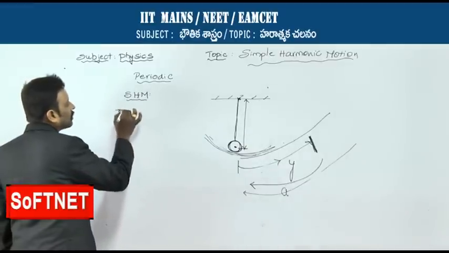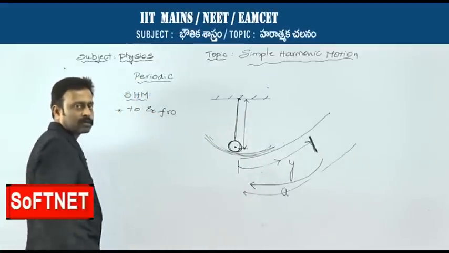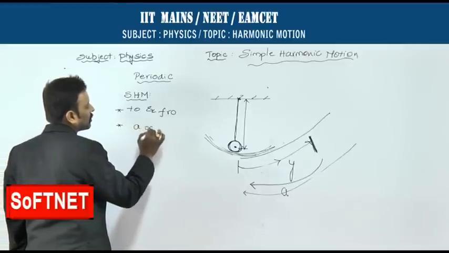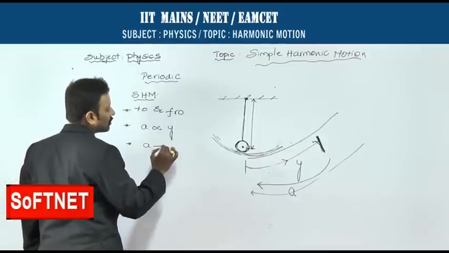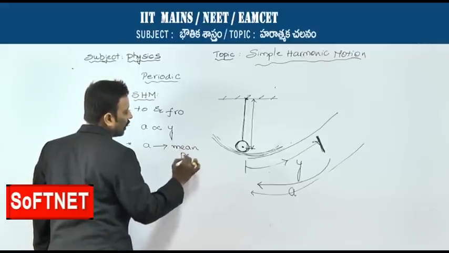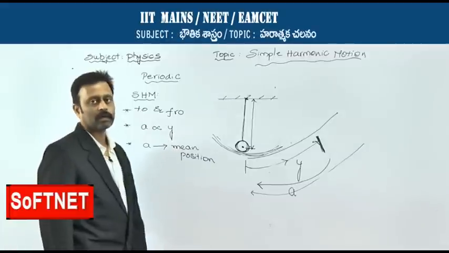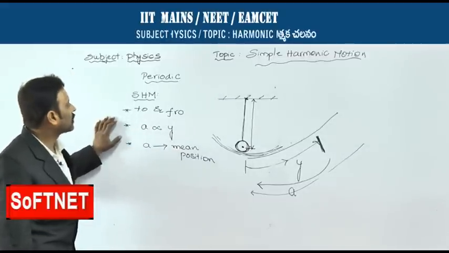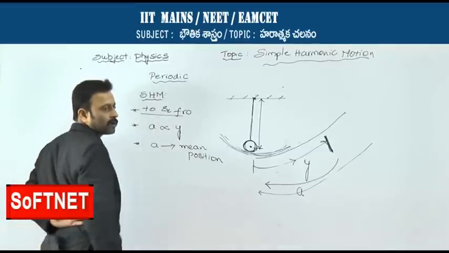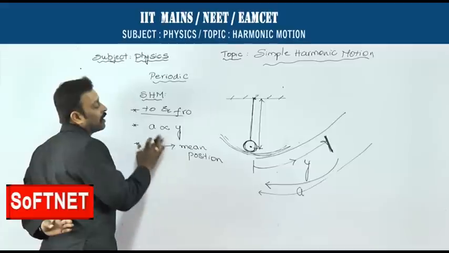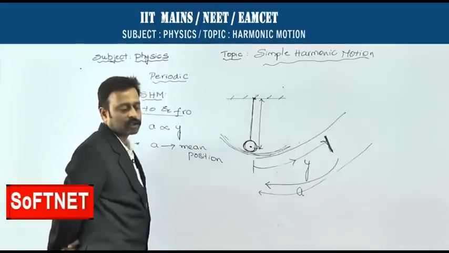So what are the three conditions here? First, the bob is moving to and fro about its mean position. Second, acceleration is directly proportional to displacement. Third, acceleration is always directed towards the mean position. As all these three conditions are satisfied, we can say that this simple pendulum is executing simple harmonic motion. For any body to execute simple harmonic motion, all these three conditions must be satisfied. The motion must be periodic, the body should move to and fro about its mean position, and acceleration should be directly proportional to displacement and always directed towards the mean position. Then we can say that the body is executing simple harmonic motion.